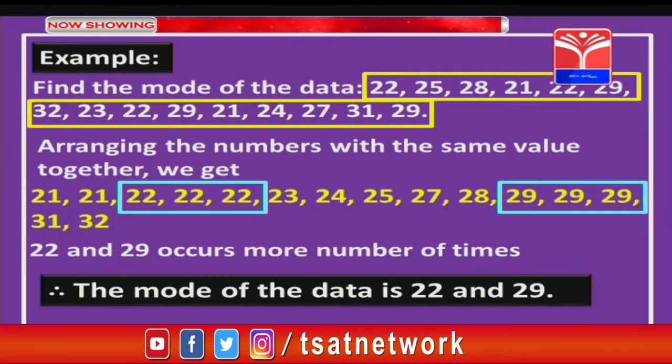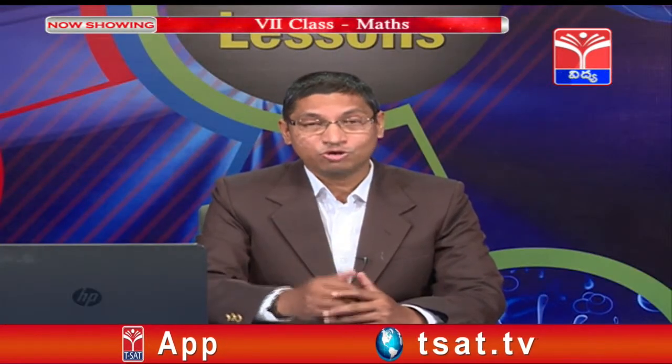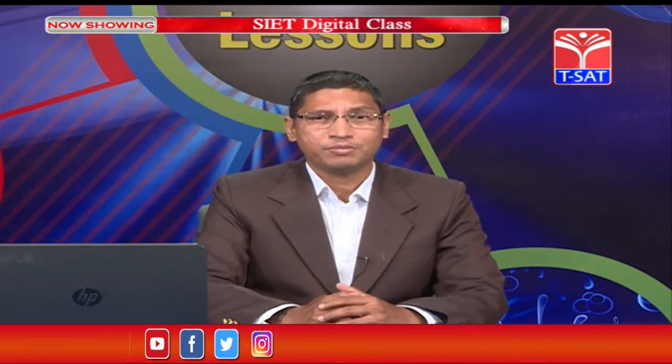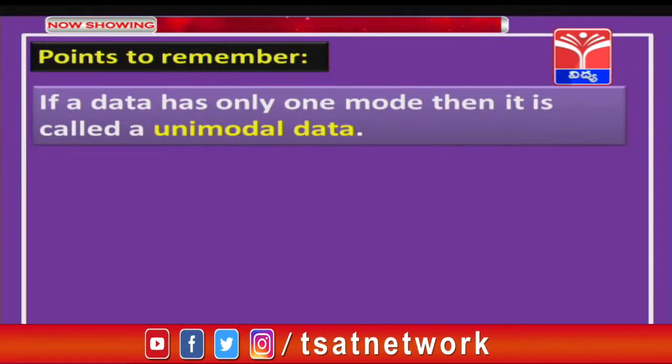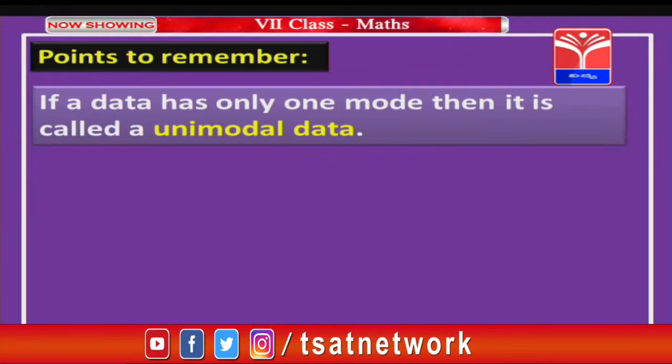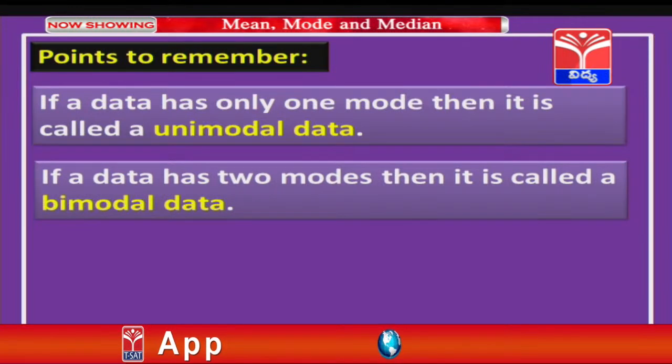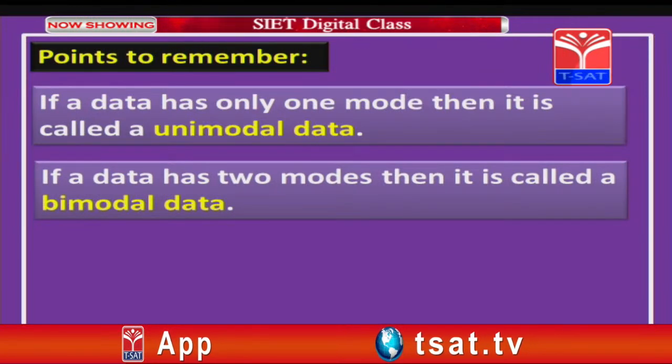So, children, in the previous case we have seen only one mode, whereas in the second case we have seen there are 2 modes, that is 22 and 29. Such data is called bimodal data. Let us see what we mean by bimodal data. If a data has only one mode, then it is called a unimodal data, whereas if a data has 2 modes, then it is called a bimodal data.